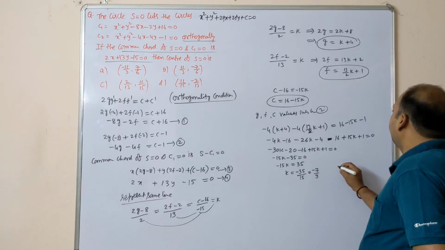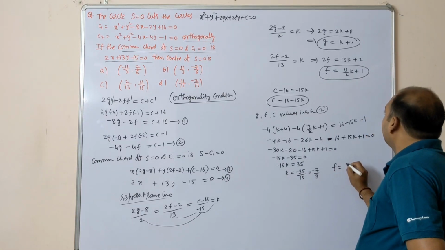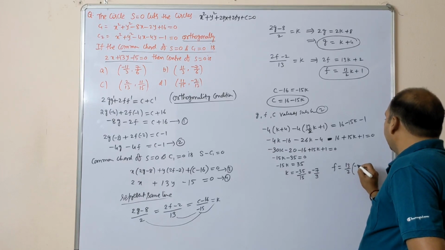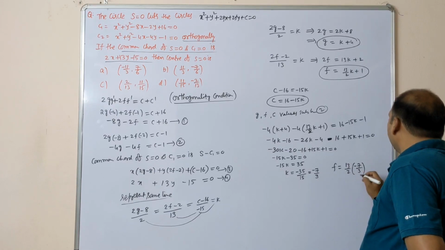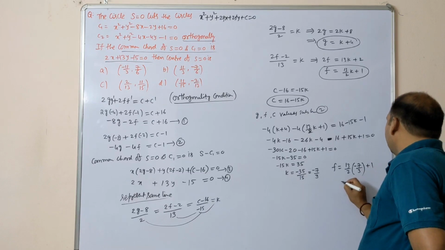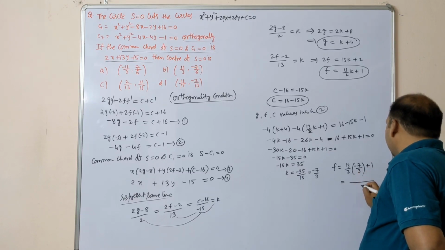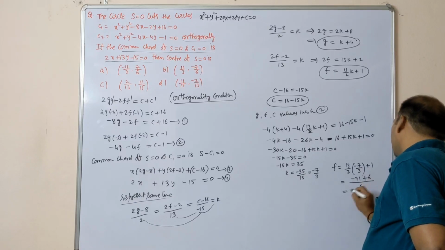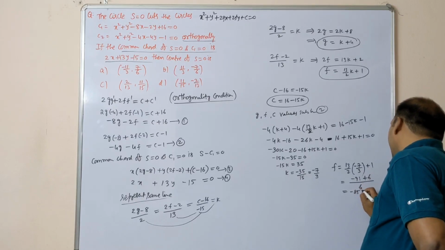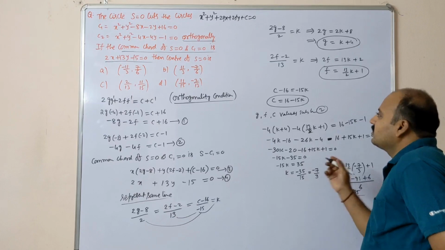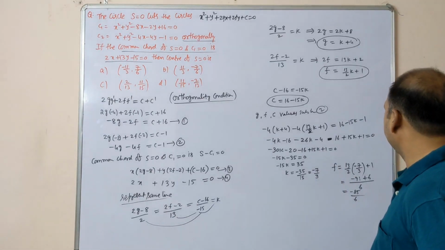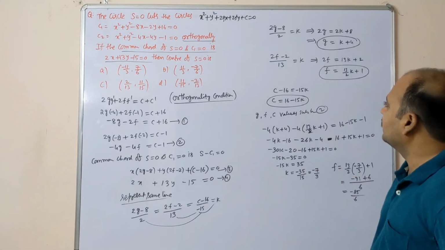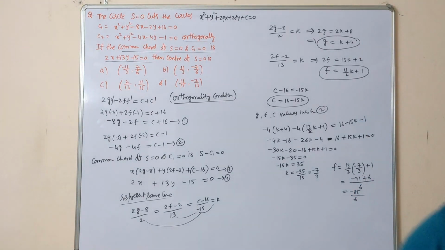So at least for the F value, we will see that F is equal to 13 by 2 into minus 7 by 3 plus 1. LCM 6: 91 plus 6, we are getting bigger values, minus 85 by 6. Even that is also not the center. The values are big, so we'll check it, dear students.